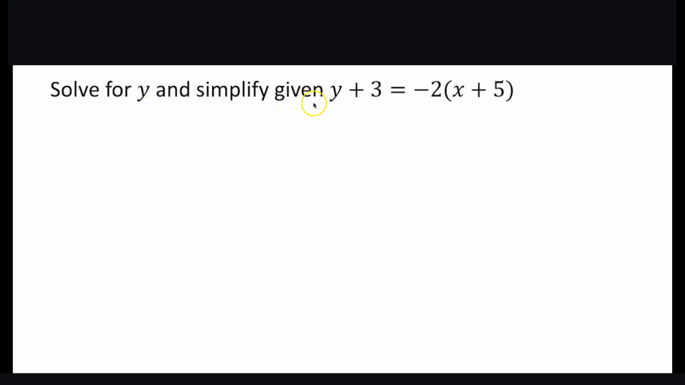Solve for y and simplify given y plus 3 is equal to negative 2 times the quantity x plus 5. Well, to solve for y on this one is pretty easy. To get the y term by itself, I'm just going to subtract 3 from both sides. When I do that, I'm left with y equals negative 2 times the quantity x plus 5 minus 3.